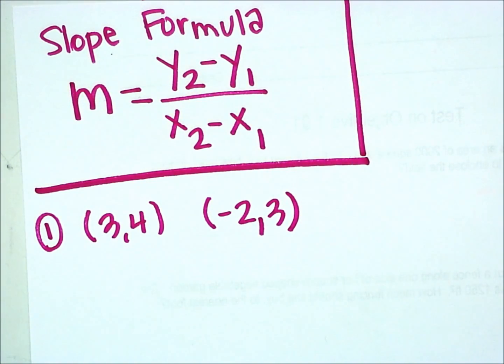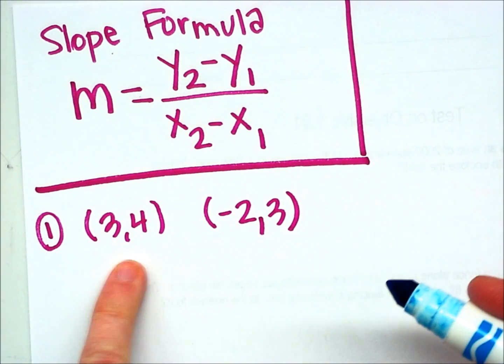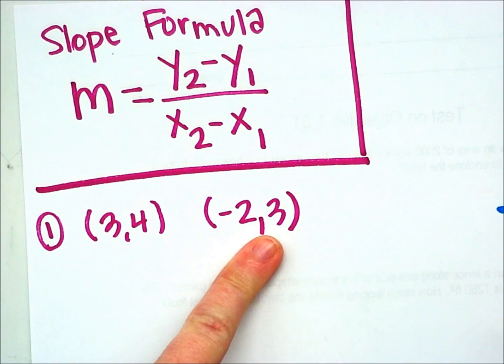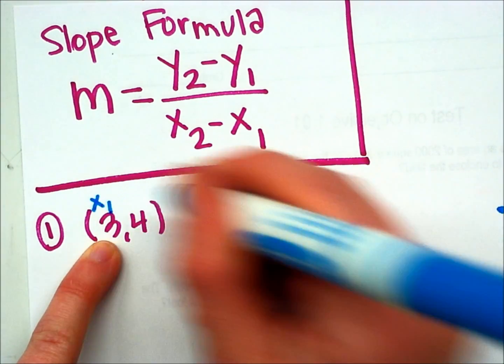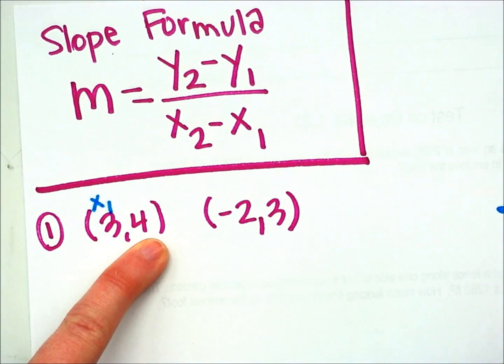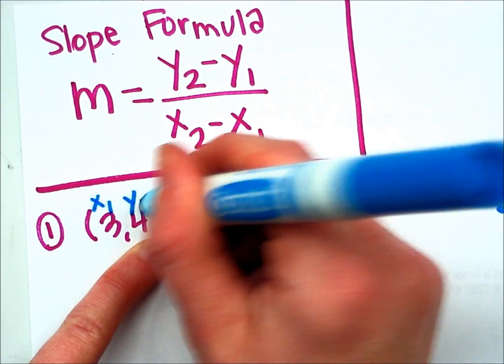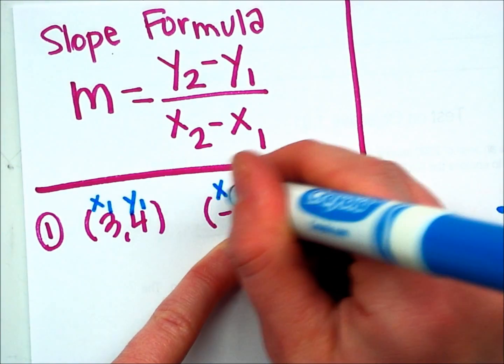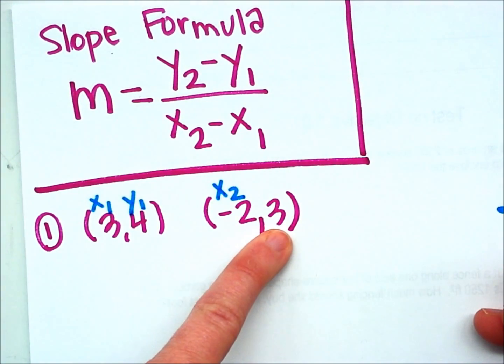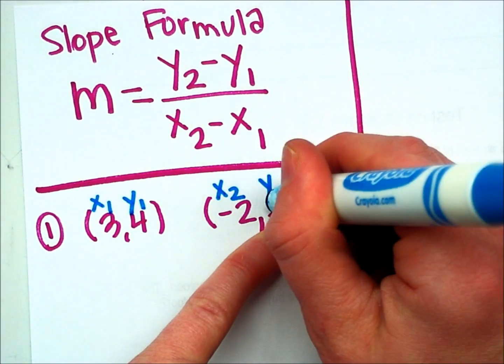So whenever you use the slope formula, my suggestion to you, first step is to label your coordinates. For example, this is the first ordered pair, this is the second ordered pair. The 3 is the first x coordinate, so that's going to be x sub 1. The 4 is the first y coordinate, so we call that y sub 1. The negative 2 is the second x coordinate, and this 3 right here is the second y coordinate.